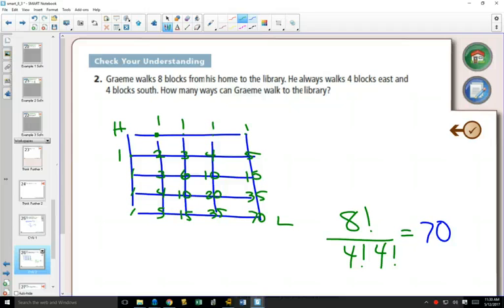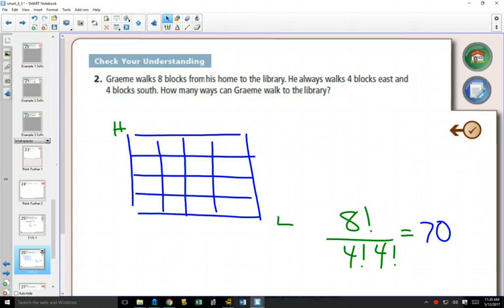So these walking questions sometimes come up like this. And sometimes they add special things to them. So Graham, for example, wants to go to the library, but for some reason now, he decides to always walk past Sally's house. So now how many ways can Graham get to the library if he's always going to be walking past Sally's house?